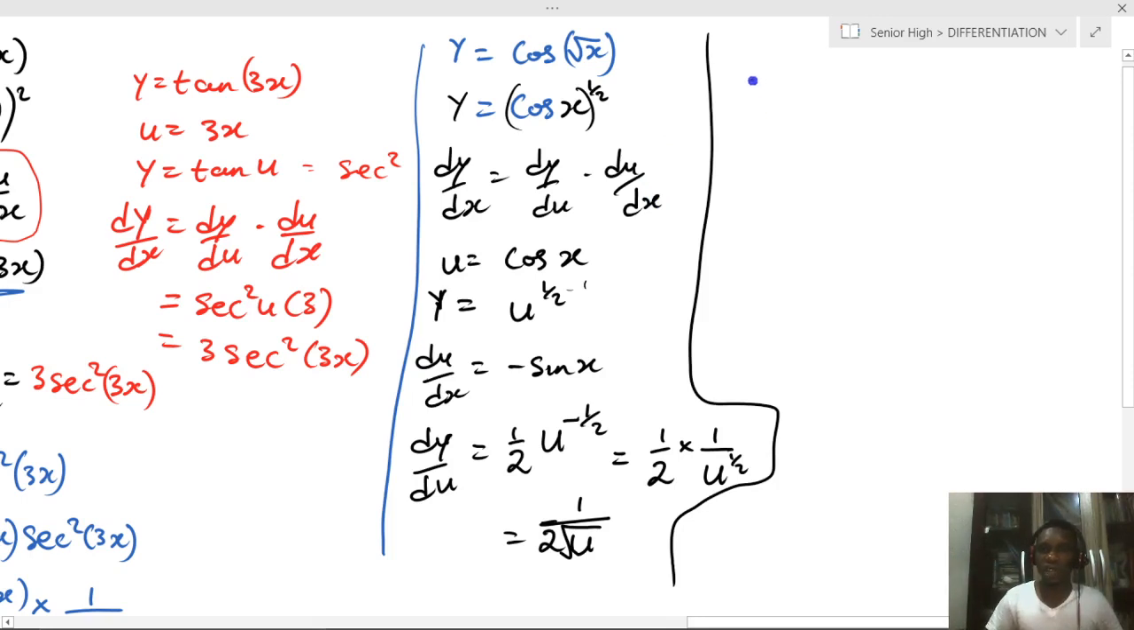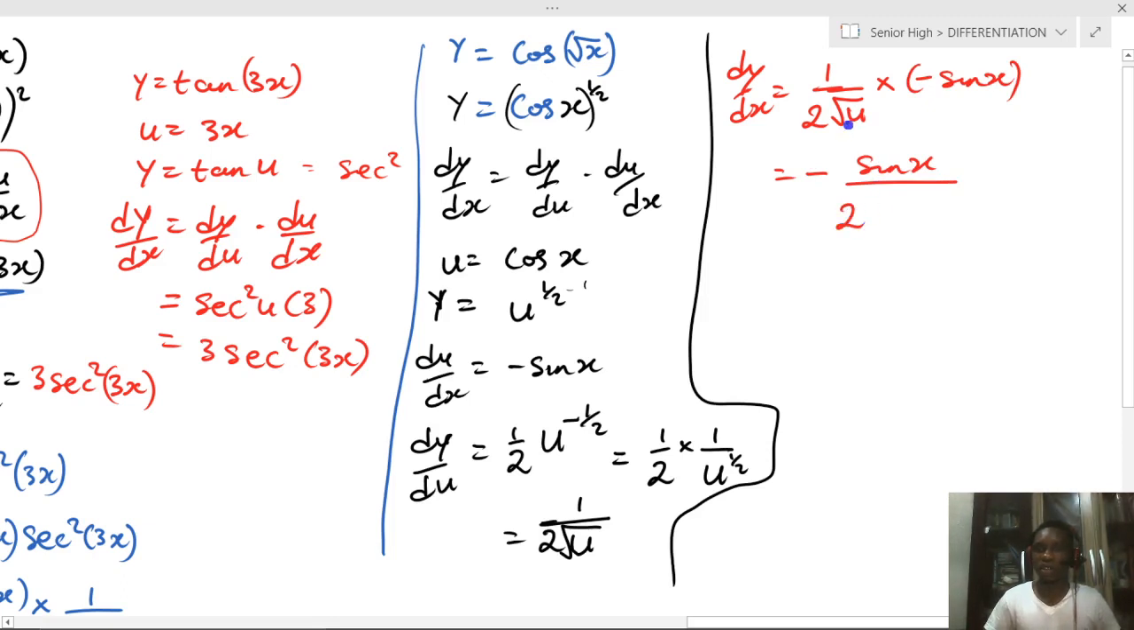So bringing it in, we have that our dy/dx is equal to, what's our dy/du? We got it as 1 over 2 square root of u. So it is 1 over 2 root u multiplying our du/dx. What's our du/dx? It is minus sine x. So that will be minus sine x over 2 root u.